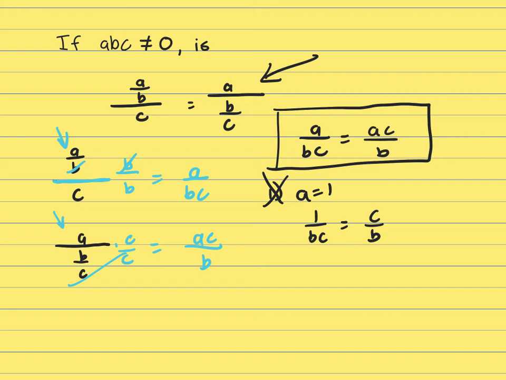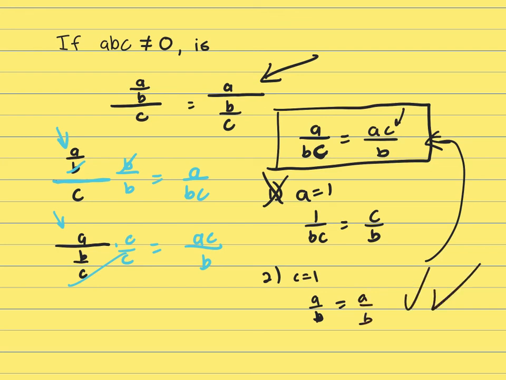Now look at 2. Clue 2 says c equals 1. We'll plug that back in up here. And that's going to give me a over b, because we're letting c be 1. And c be 1 there gives you a over b. Those are obviously equal, so that works. Clue 2 works. Answer is B.